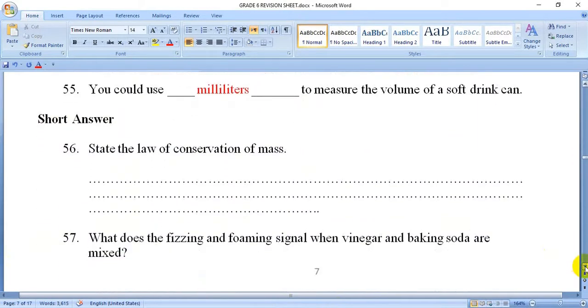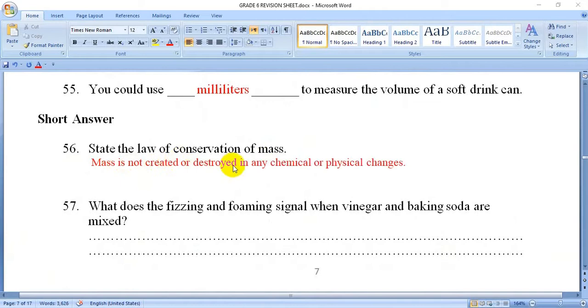Question 56 in short answer. State the law of conservation of mass. If you remember, the law of conservation of mass states that mass cannot be destroyed or created in physical and chemical changes. Mass is not created or destroyed in any chemical or physical changes.